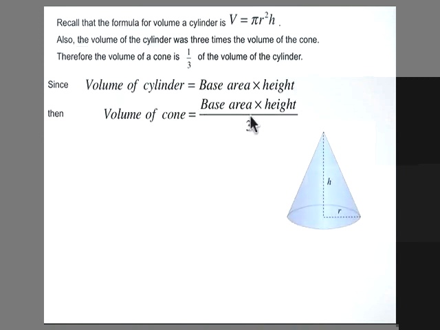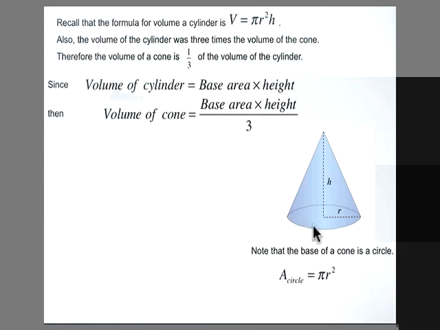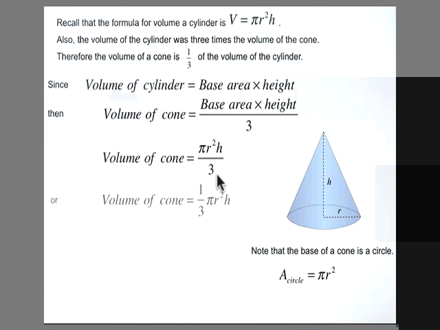So basically, what we're doing here is we're taking the original formula, for instance a cylinder, and we're just taking that formula and dividing it by 3. Note that the base of a cone is a circle. So now we need to know the formula for the area of a circle. Well, we know that because we've done it before when we were calculating the area of a circle. The formula is pi r squared. Therefore, the volume of a cone is equal to pi r squared h divided by 3, or 1/3 pi r squared h.